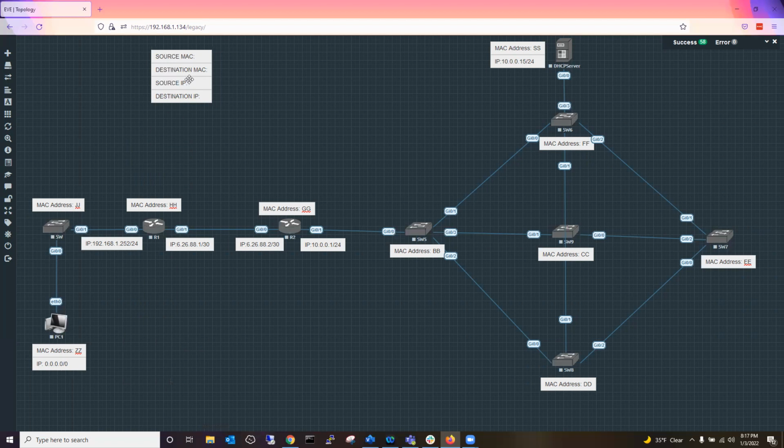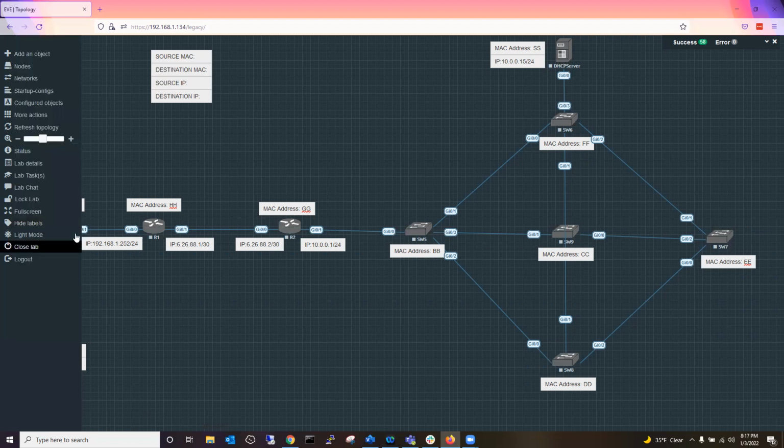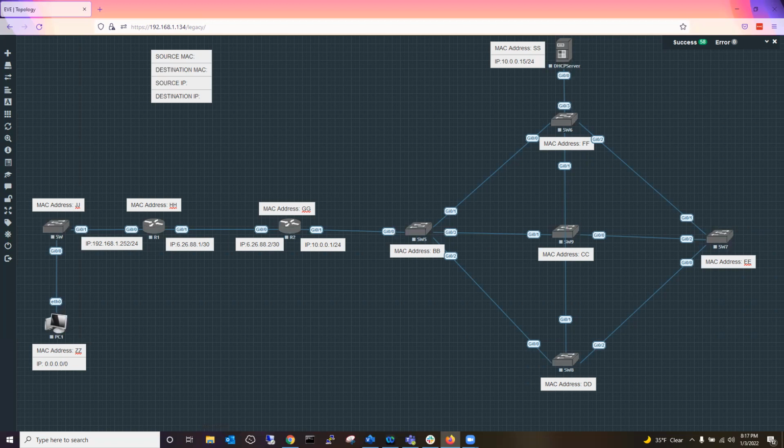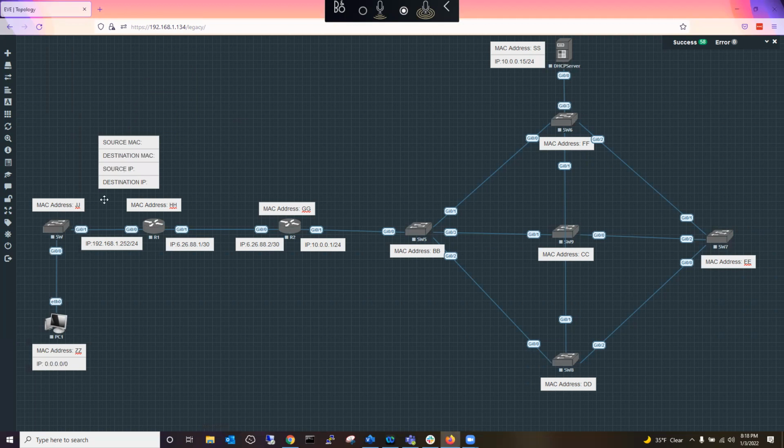So tell me what we can do to make sure that PC1 gets an IP address, and I need you to show me how that packet is going to look on each hop, meaning each device. So how is it going to look at each hop? You see here, I have my little table. At each hop, I want you to tell me what the source MAC will be, the destination MAC, source IP and destination IP.